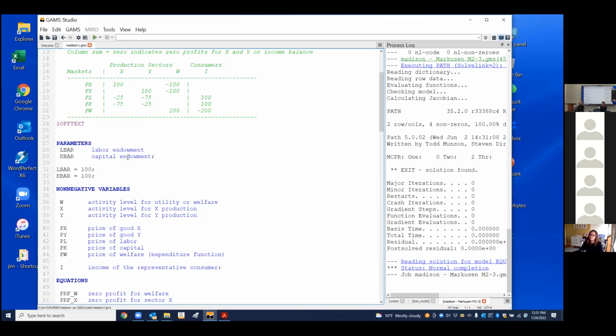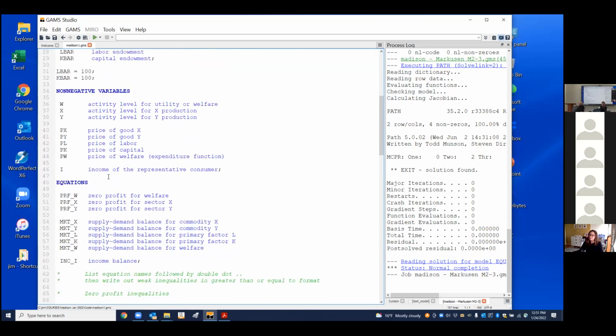You can use the slash to set the initial value of a parameter, or as I said, you can use just an equal sign. Okay. Variables, they're all non-negative variables. Everything here is constrained to be non-negative. W, X, and Y are quantities. Prices, PX, PY, PL, PK, PW, and income is I.